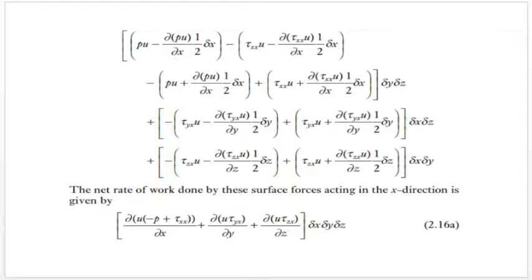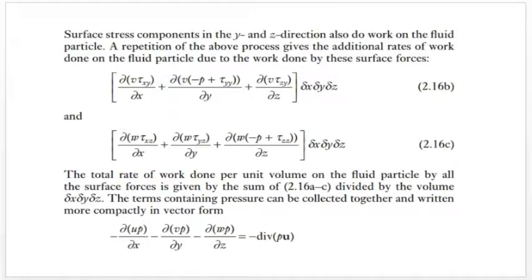First you can segregate this regarding tau xx, tau yy and tau zz. So 2.16a is for the x direction, and 2.16b and 2.16c are for the y and z directions. So you segregate this and add, and equal and opposite elements will get cancelled. Further, you take all those things and divide by del x, del y, del z. You will get the overall equation.